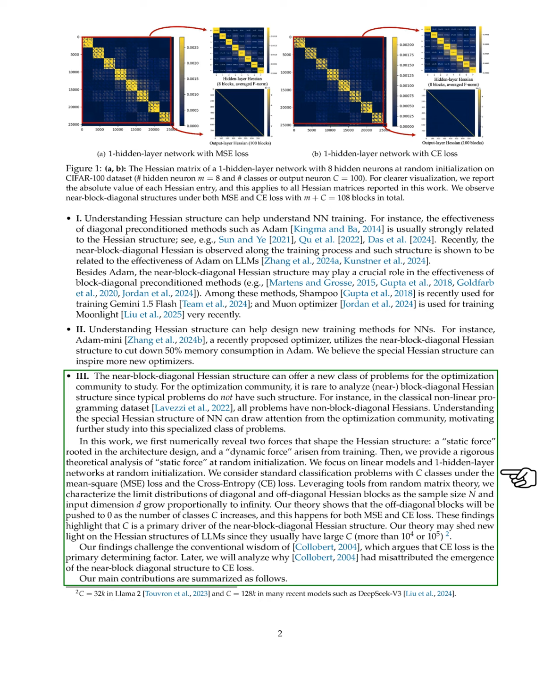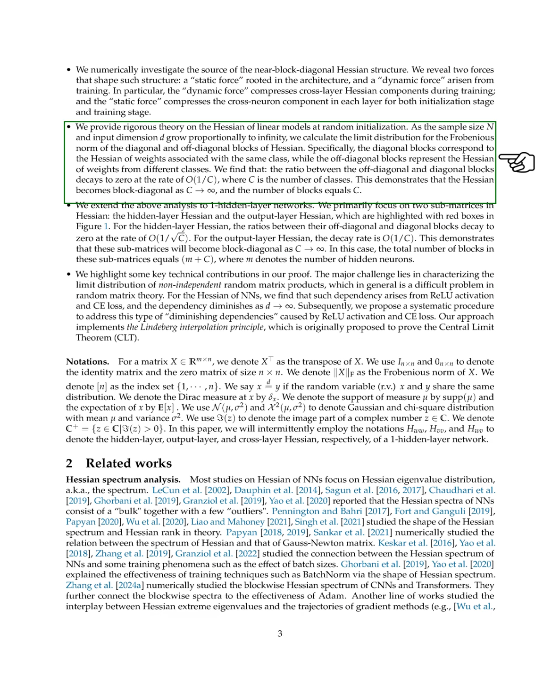We summarize our main contributions. We investigate the origins of the near-block diagonal Hessian structure, revealing the static and dynamic forces at play. The dynamic force compresses cross-layer Hessian components during training, while the static force compresses cross-neuron components at both initialization and training stages. We also provide rigorous theory on the Hessian of linear models at random initialization, calculating the limit distribution for the Frobenius norm of the Hessian blocks. Specifically, we find that the ratio of off-diagonal to diagonal blocks decreases to 0 at a certain rate, indicating that the Hessian becomes block diagonal as the number of classes increases.